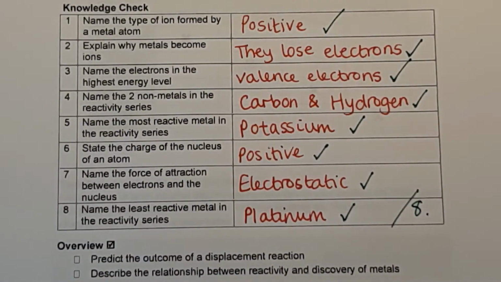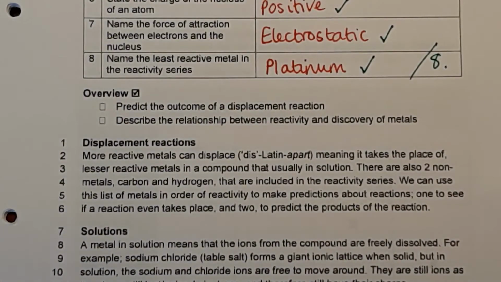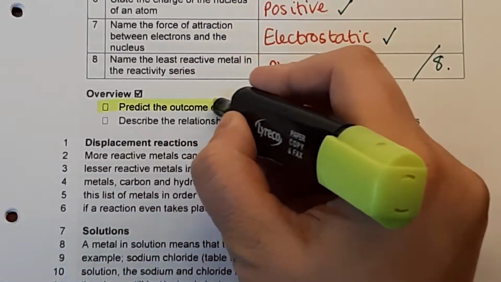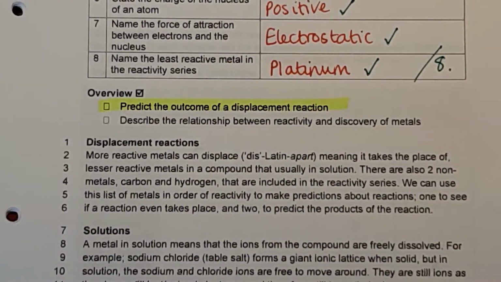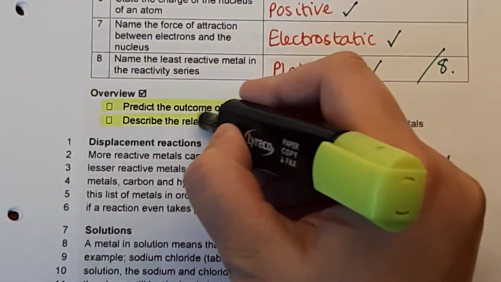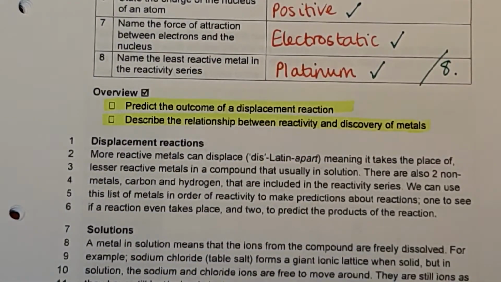We've already done these a few times, so you should be getting a good 7 or 8 out of 8 at this point. So today's overview of the lesson. By the end of the lesson, we should be able to predict the outcome of a displacement reaction, and we should be able to describe the relationship between reactivity and the discovery of metals, which we've talked about briefly before.